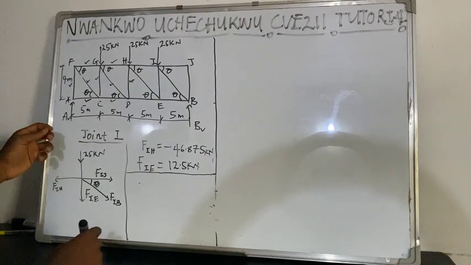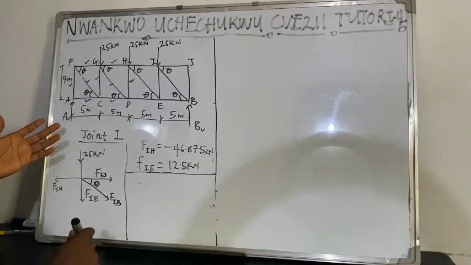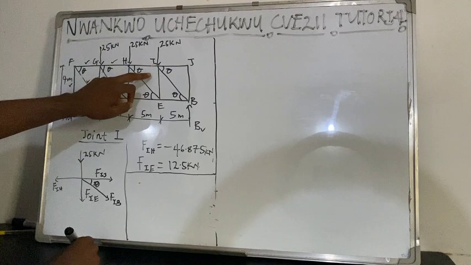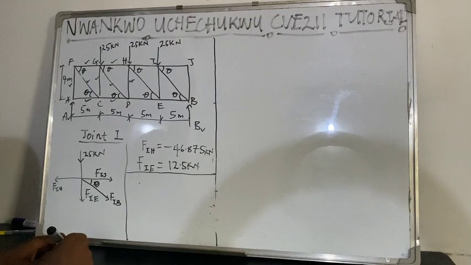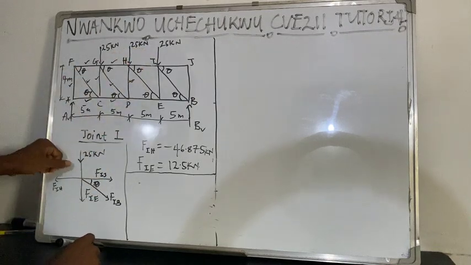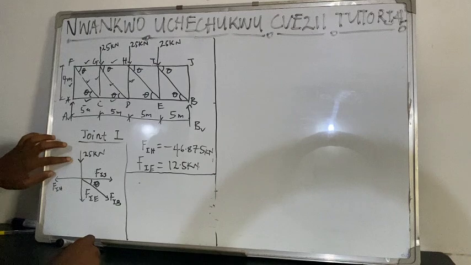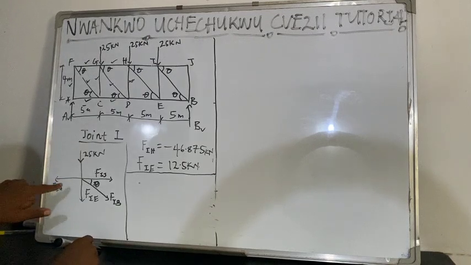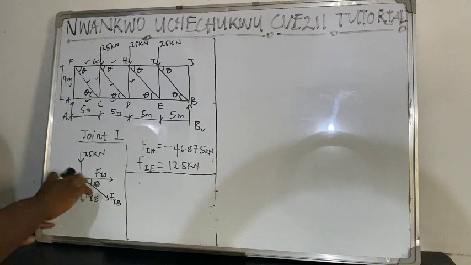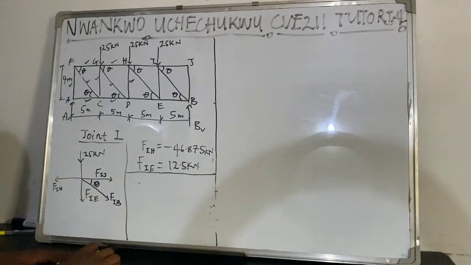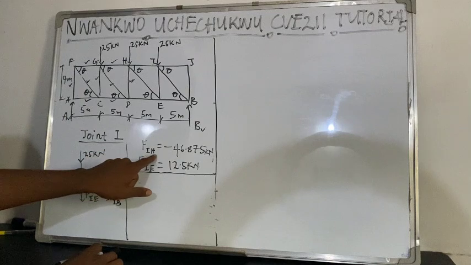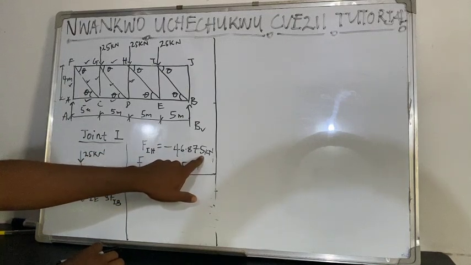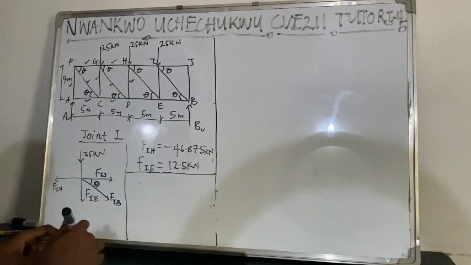Okay, so for joint I, I already have the diagram drawn, so I'm just going to explain it. This is joint I. You can see that the diagrams are similar. So we have this force that's already given to us, the 25 kilonewtons, so we already have its direction. And then we assume the direction of every other force to be in tension, that's going away from the joint. And we already have two of them given from our previous calculations. So we have FIH to be minus 46.85 and FIE to be 12.5 kilonewtons.